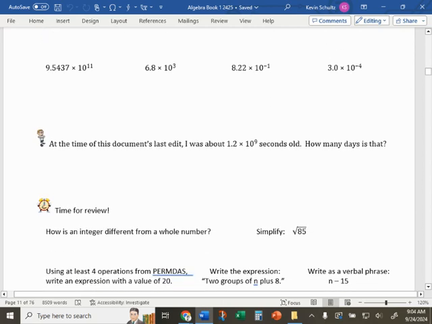It says, at the time of this document's last edit. So the last time I edited this document, I was about 1.2 times 10 to the 9th seconds old. How many days is that? So first, you've got to figure out how many seconds this actually is, and then convert that number of seconds to days. Okay? Then some review at the bottom.